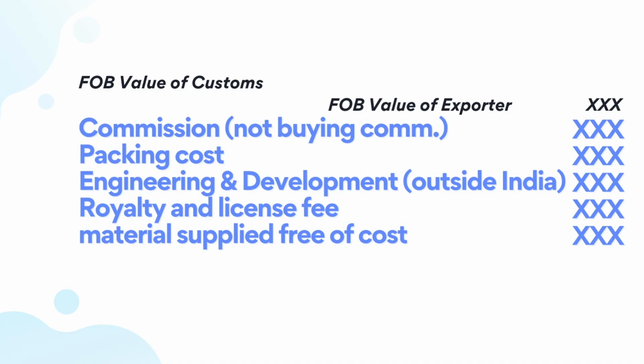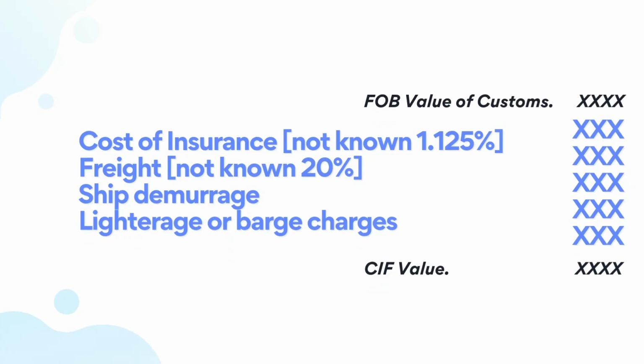To the FOB value of customs, the following expenditure we have to add. What are they? The following are as follows. 1.